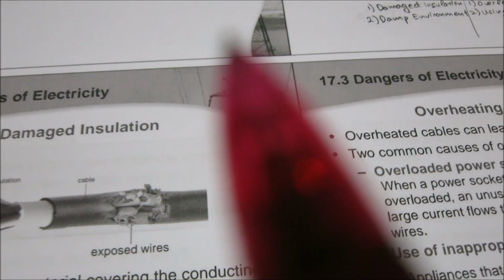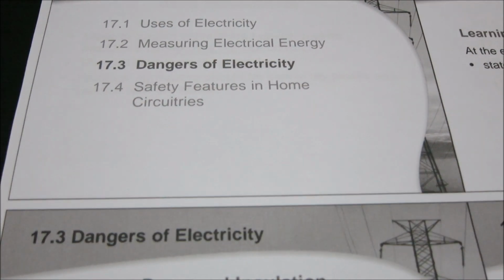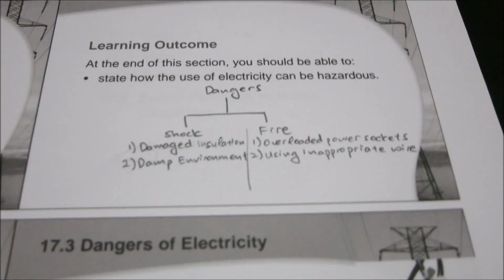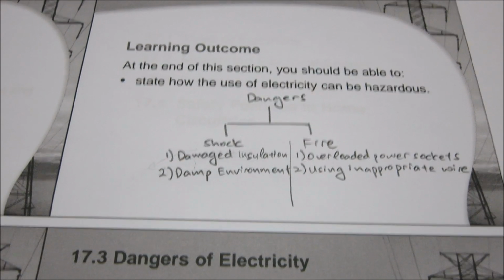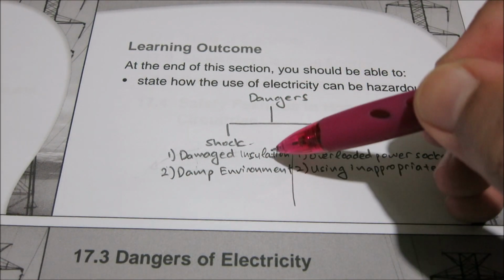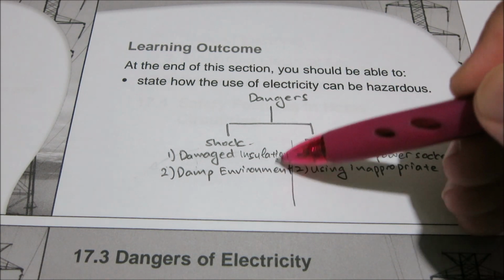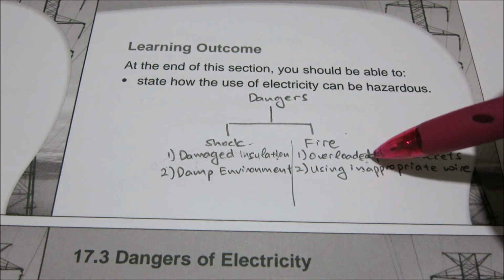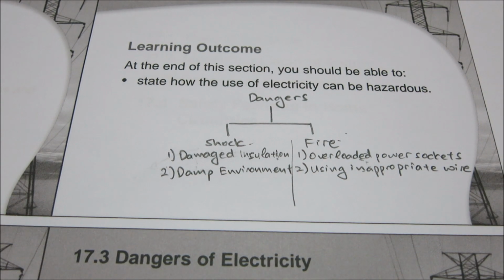Alright, so we're moving on to the next part, dangers of electricity. Now, there are two main dangers of electricity. I summarized them here, and they are basically shock and fire. There are some causes that will result in shock, and there's some that will result in fire. I'll discuss them in a little bit more.